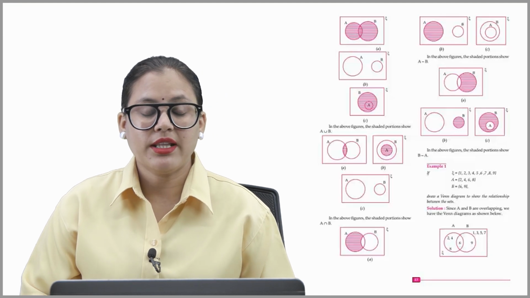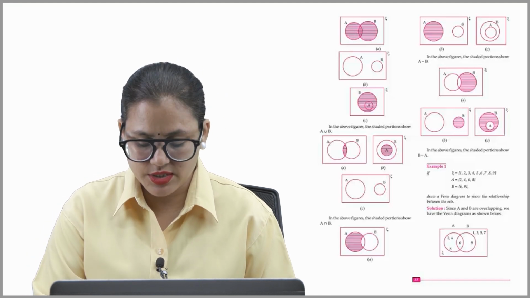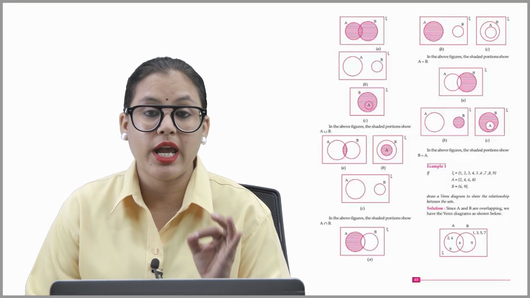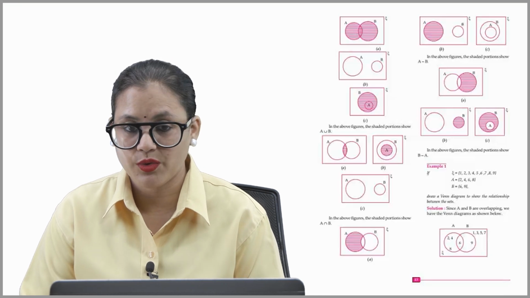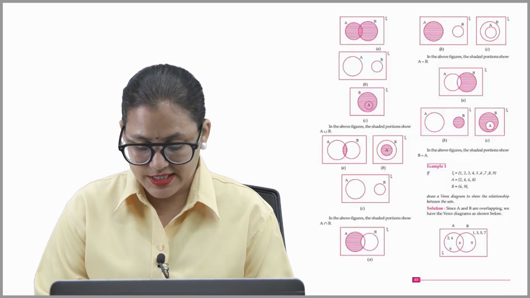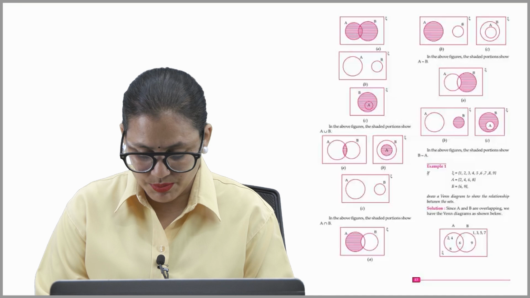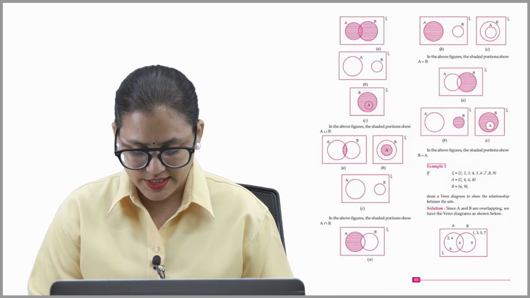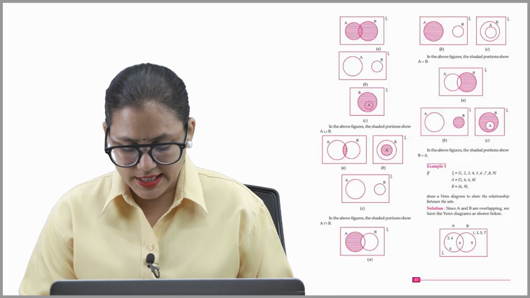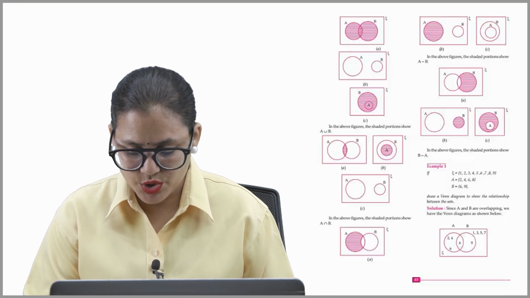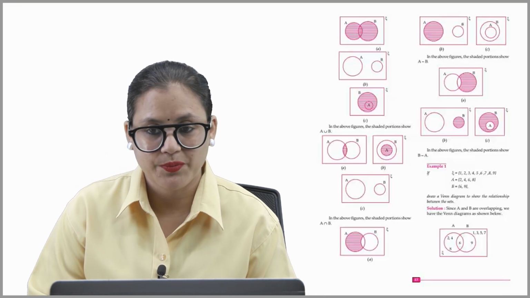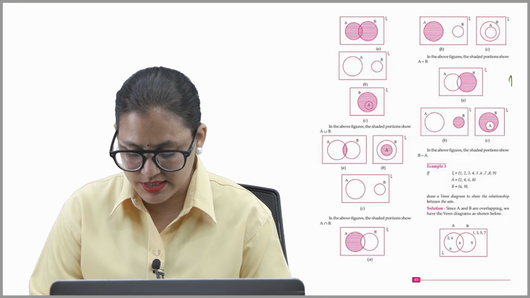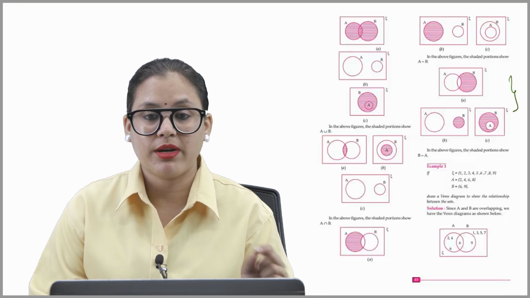Okay. Here in the above figures, as you can see these figures, the shaded portions show A union B. And in these figures, the shaded portions show A intersection B, as you can see here. And in these figures, the shaded portions show A minus B. And in these figures, the shaded portions show B minus A.